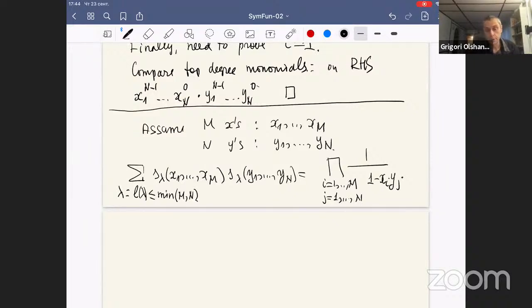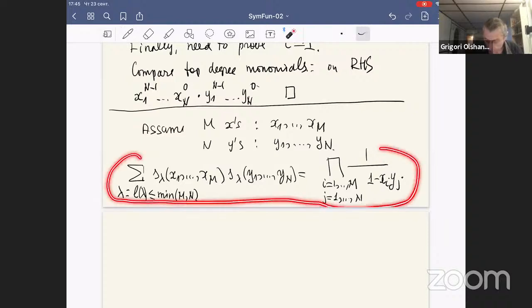This is easy to understand, just because if you have a Young diagram lambda and some collection of variables, if this collection of variables is too small with respect to the length of lambda, then the corresponding Schur polynomial vanishes. So this is trivial, but it's useful to keep this in mind.